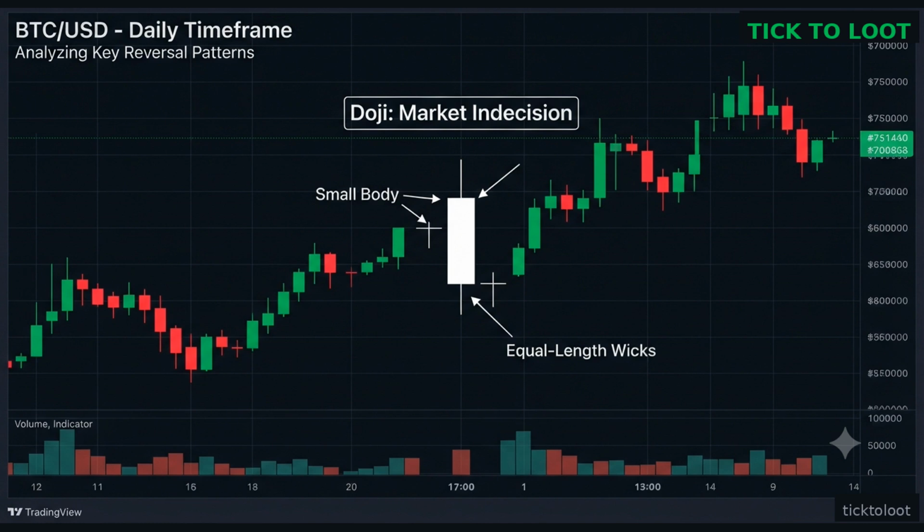The doji pattern is a special type of candlestick pattern that indicates indecision. It has a small body and equal length wicks. This pattern can occur at any time, but it's most powerful when it occurs at key levels such as support or resistance. It's like a sign that the market is unsure of what to do next.